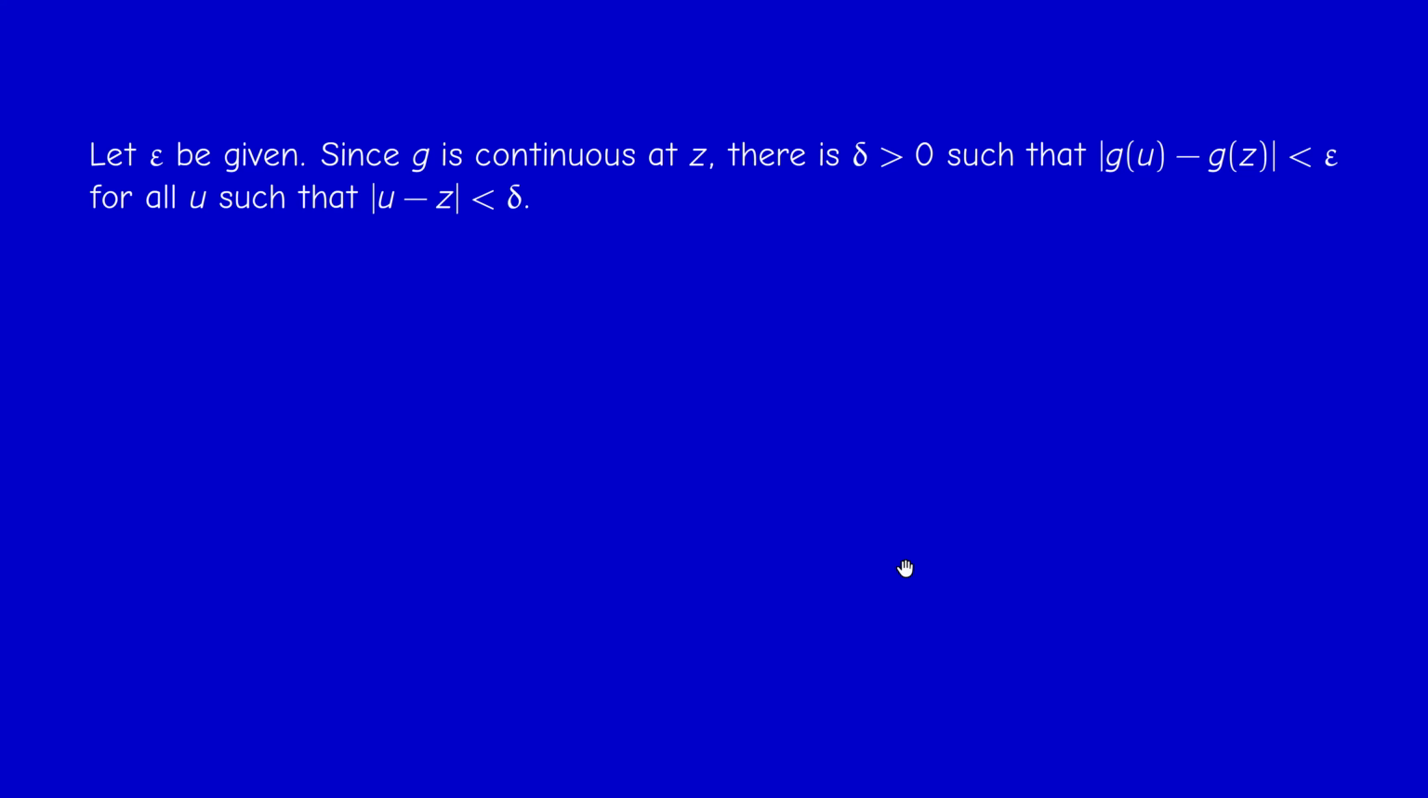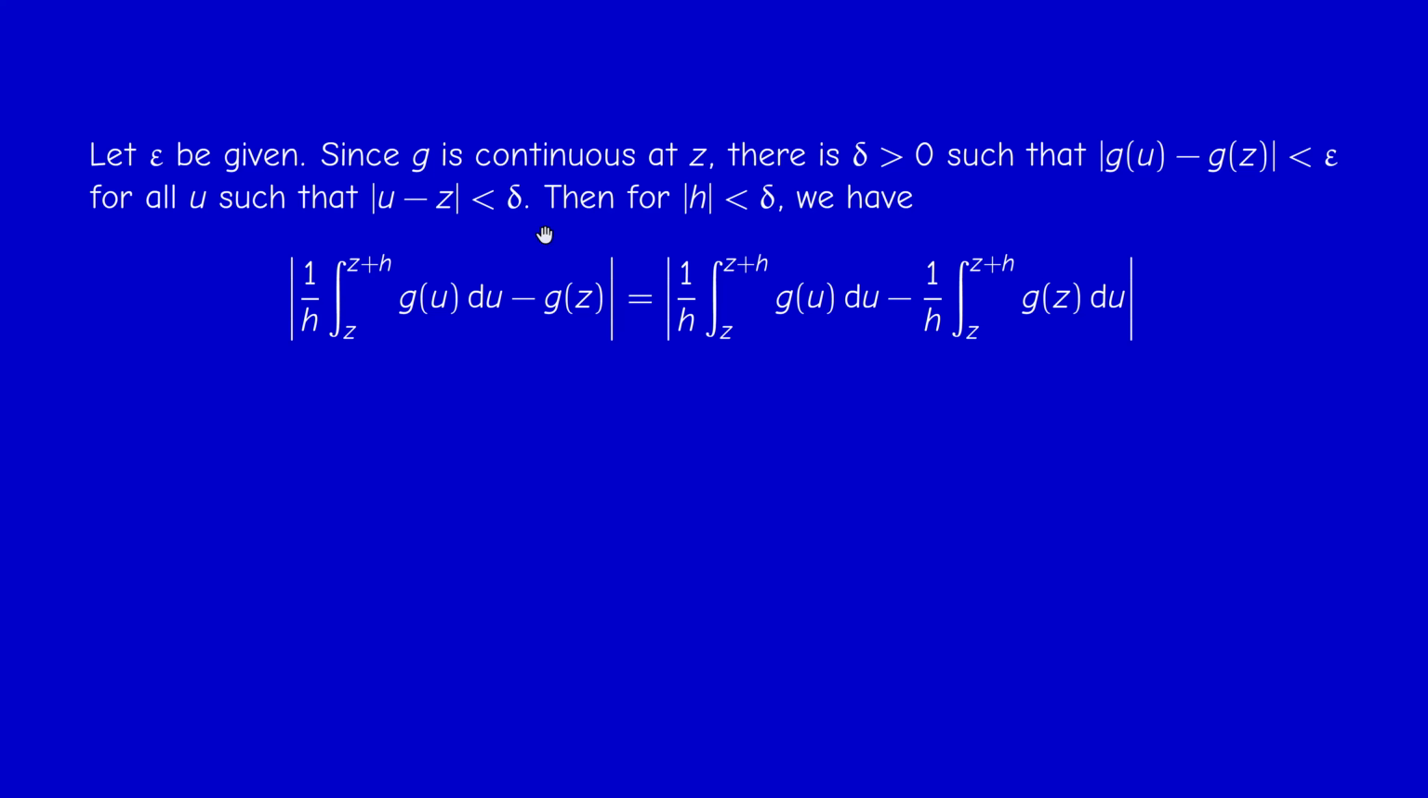Let epsilon be given positive as usual. I just use the continuity of g at z, not even uniform continuity. So continuity of g at z means that there exists a positive number delta such that |g(u) - g(z)| is less than epsilon provided |u - z| is less than delta. Now if I take h such that the modulus of h is less than delta, we do a typical technique in analysis here. We write the difference. We want to prove that the difference is less than epsilon if |h| is less than delta.